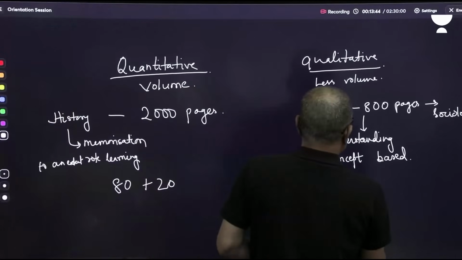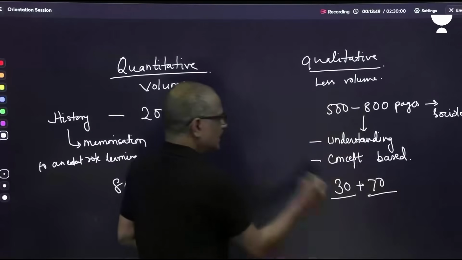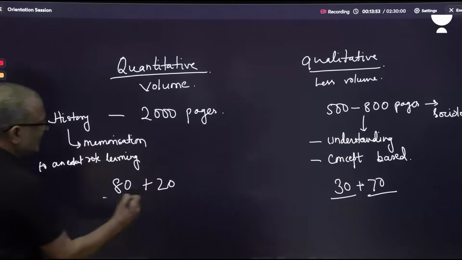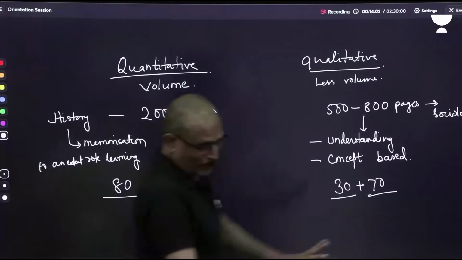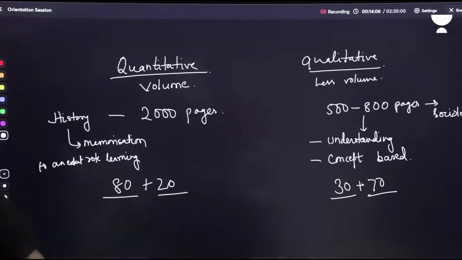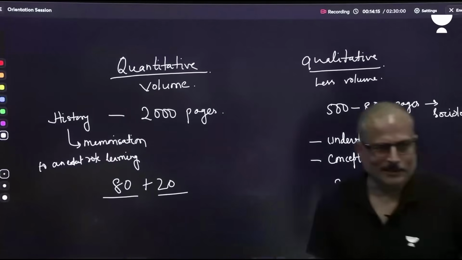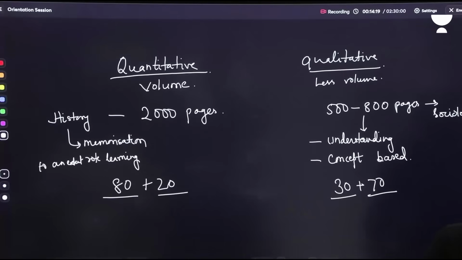Here it is 30-70. 70 understanding, 30 memorizing. Here 80 memorizing, 20 understanding. Right? So how many of you, those who have not still selected, are interested in understanding or concept based subject? Who likes to memorize and who likes to understand? Okay, so those who are interested not in rote learning but interested in understanding the concept, for them this subject is suitable, right? Your interest is based on that.